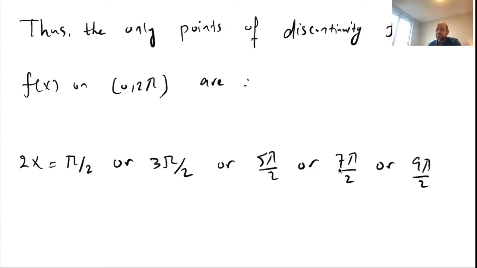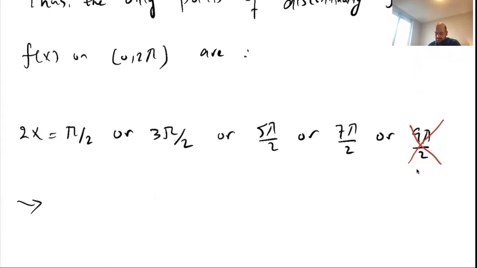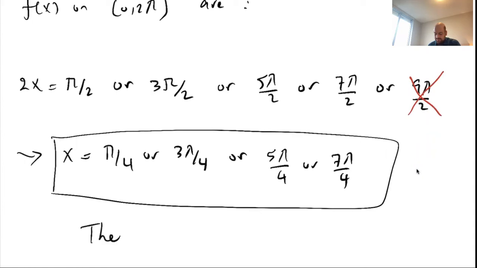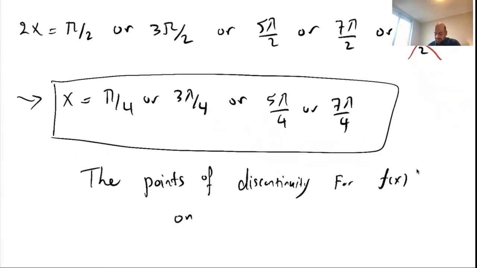See, 7 pi over 2 is also more than 2 pi, but when you divide by 2, because this is 2x, 7 pi over 4 will be less than 2 pi. So up to here is still acceptable. But 9 pi over 2 divided by 2 becomes 9 pi over 4, which is still more than 2 pi. So this one we should not include. So then x is equal to pi over 4 or 3 pi over 4 or 5 pi over 4 or 7 pi over 4. So these are the points of discontinuity for f of x on the interval 0 to 2 pi.